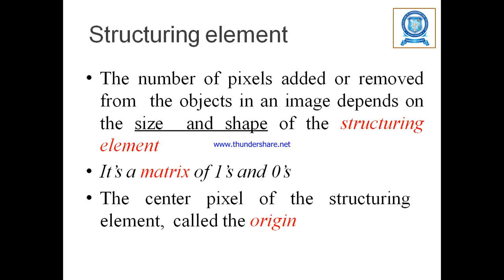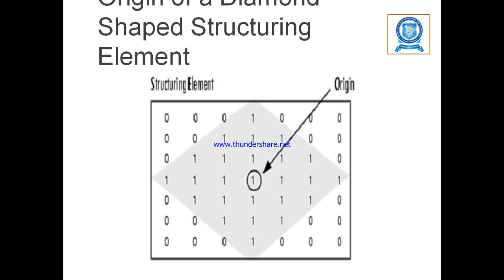Now, what are structuring elements? Structuring elements are the number of pixels involved in creating an object, depending upon the shape and size of the object. Normally it can be described as a matrix of ones and zeros, and the center pixel of the structuring element is called the origin. As I said earlier, the center pixel of the image is called the origin, and the pixels present within the particular image can be called structuring elements.